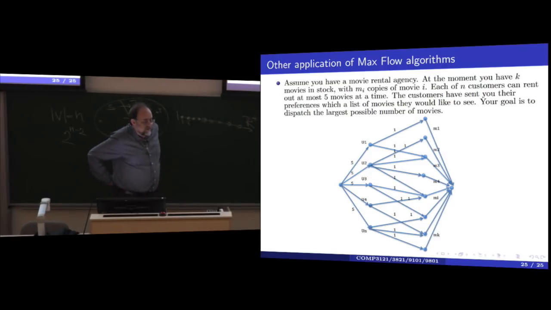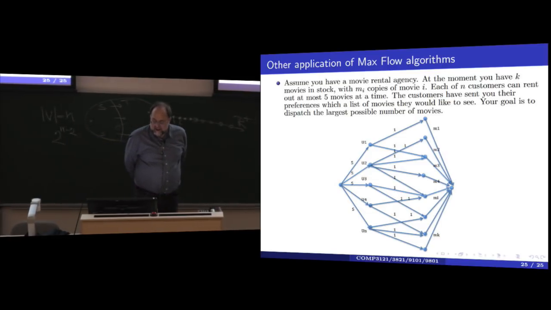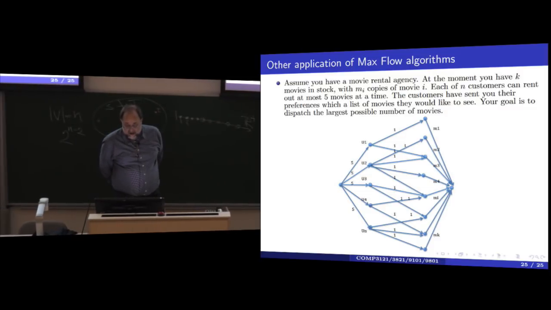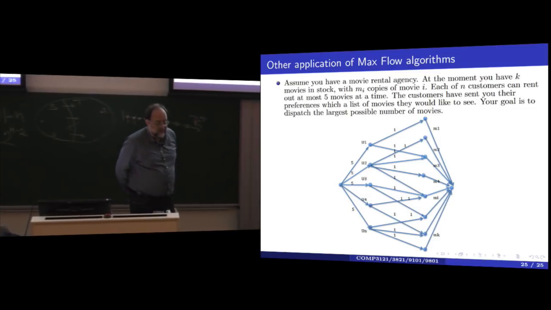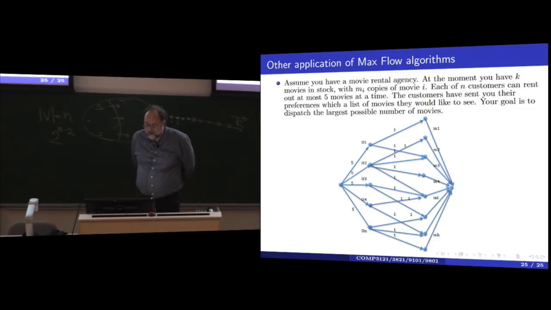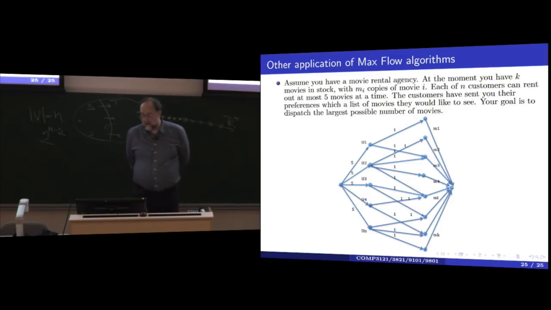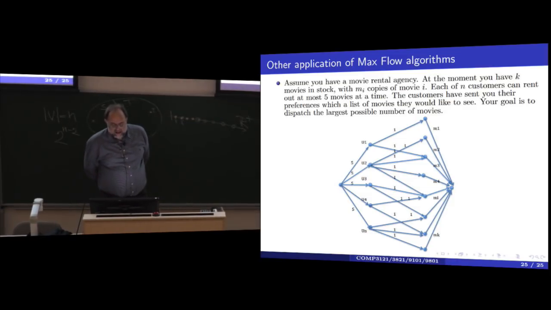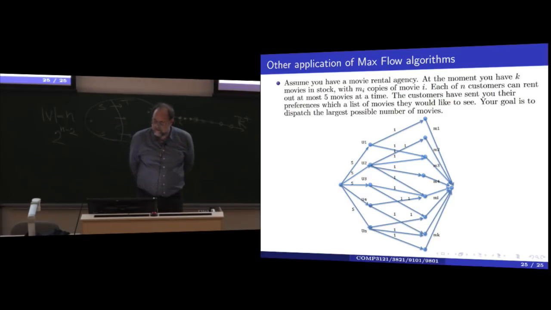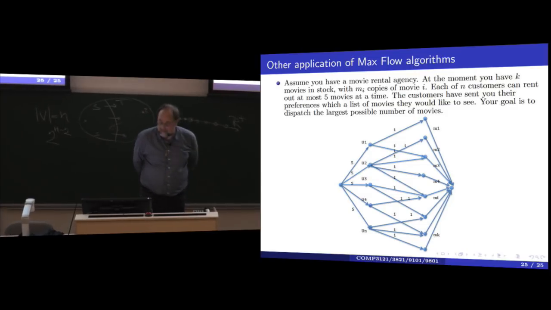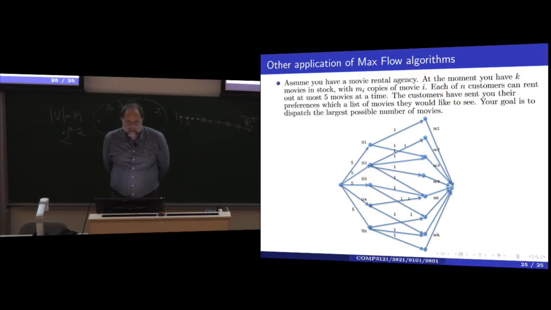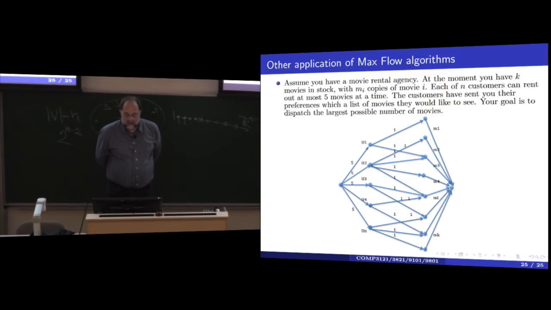And for some strange reason, students on the final, probably those that never bothered to even look at this course during the year, decide to do it by a greedy method, right? They say, okay, let me find the user who requested the fewest movies and the movie that is requested by the fewest users. And lo and behold, for all these kinds of greedy choices, you can come up with a counterexample that it doesn't yield an optimal solution, okay?